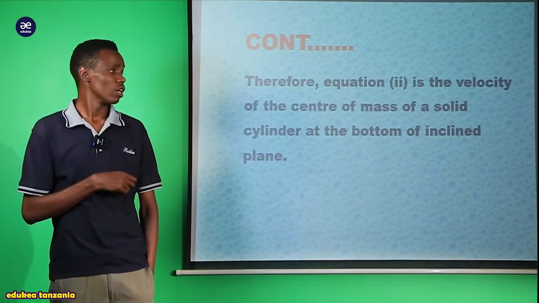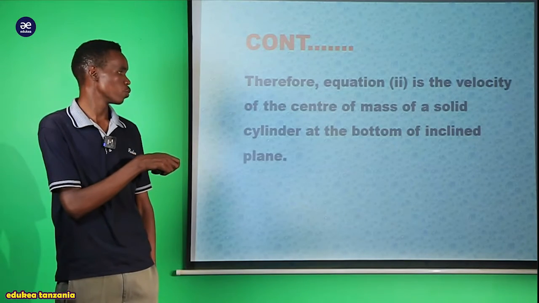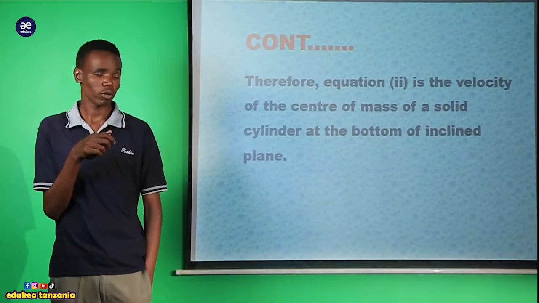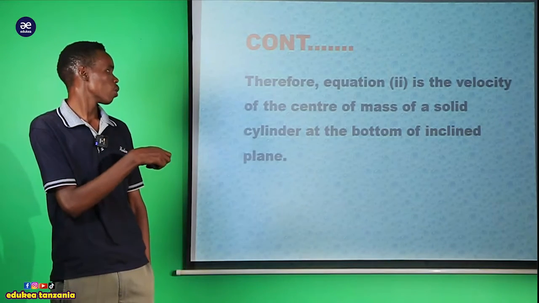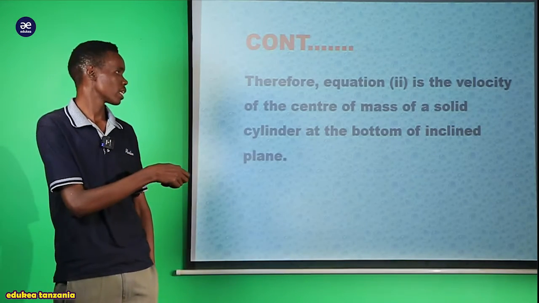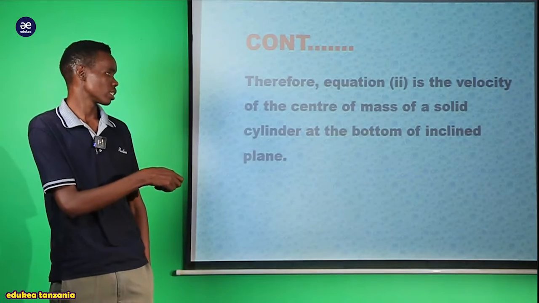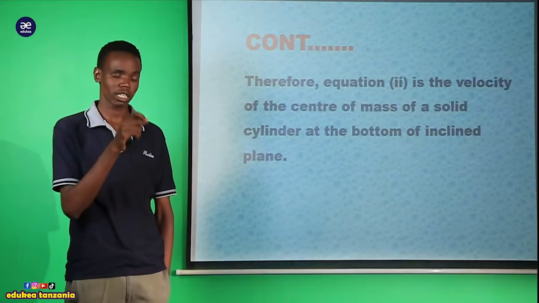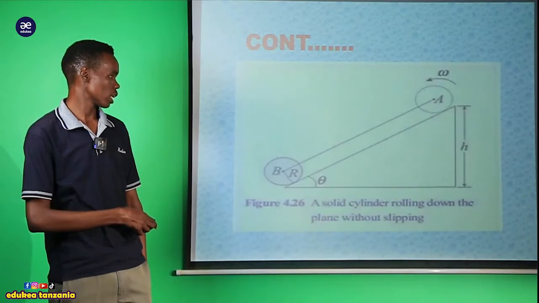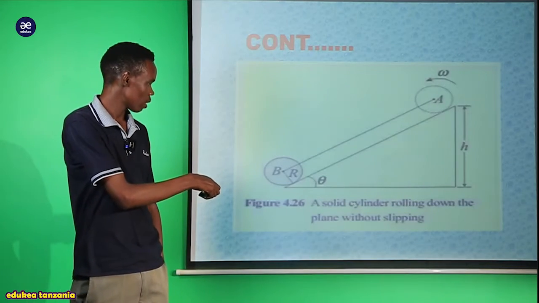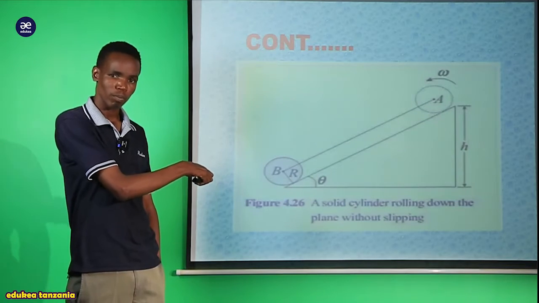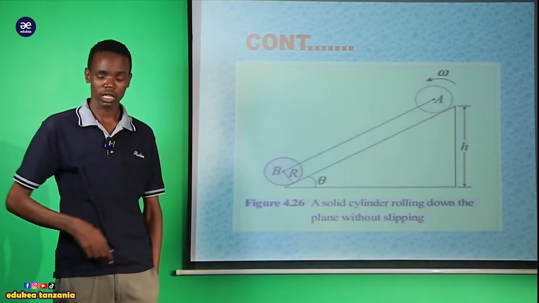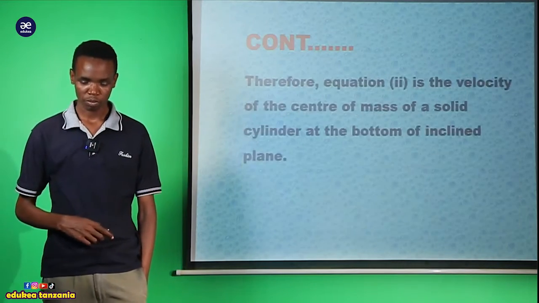of a solid. So equation number 2 is the velocity of the center of mass of the solid cylinder. This is the velocity of the center of mass, as we have tried to see. It is the velocity at the center here, the exact velocity on the solid body at the center.